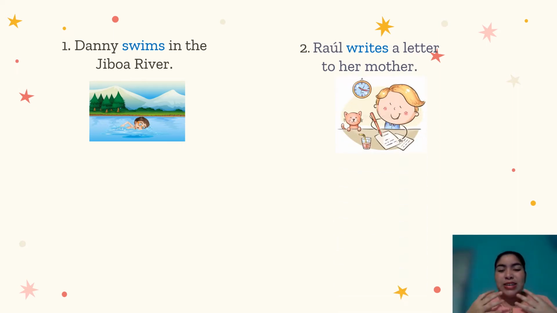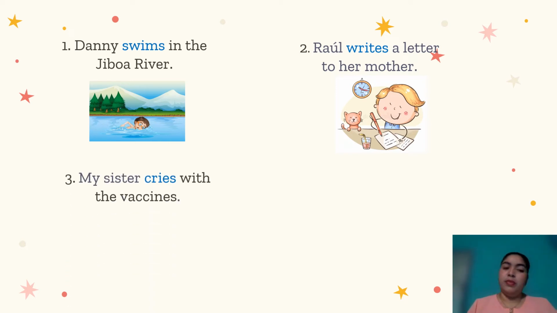Remember that it is really necessary to put images or to make actions. In this case, we select the action verbs of a sentence in order to be understandable for our future students. My sister cries with the vaccines, but what is the meaning of cries? Cries, this is the action of cries.